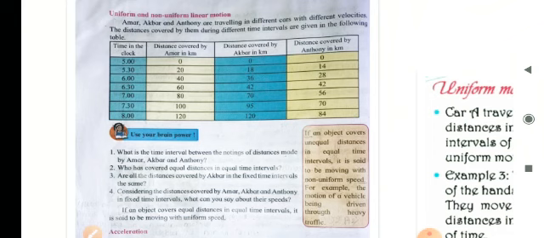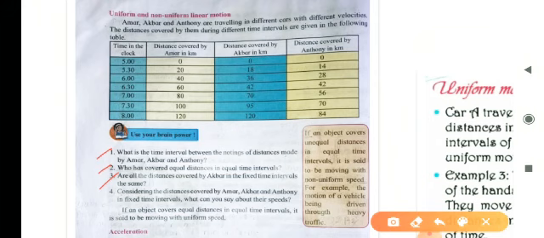Use your brain power. What is the time interval between the notings of distances made by Amar, Akbar and Anthony? So the time interval given is 30 minutes. Who has covered equal distances in equal time intervals? Amar and Anthony have covered equal distances in equal time intervals. Are all the distances covered by Akbar in fixed time intervals the same?